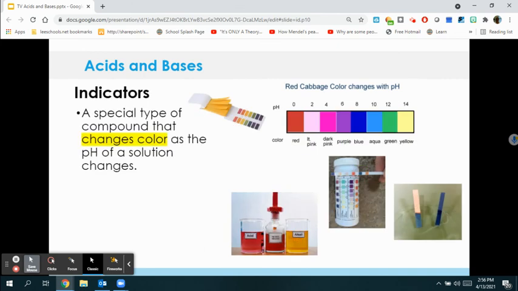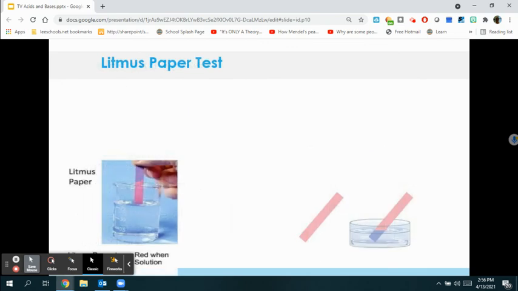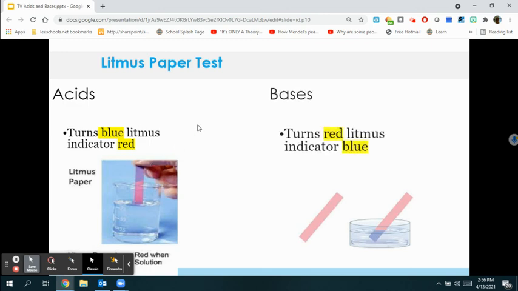Indicators. A special type of compound that changes color as the pH of a solution changes tells us the pH of a solution. If you have a pool and you have to use the little tabs to test the water, those are strips. It's checking for pH. There are several different types of indicators. One type is litmus paper. In acids, it turns blue litmus paper red. And in bases, it'll turn red litmus paper blue.